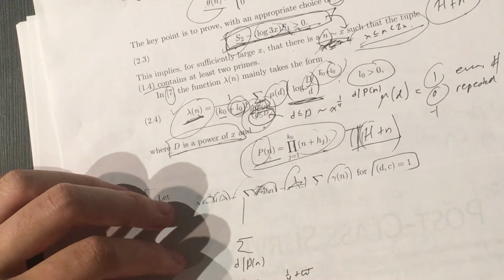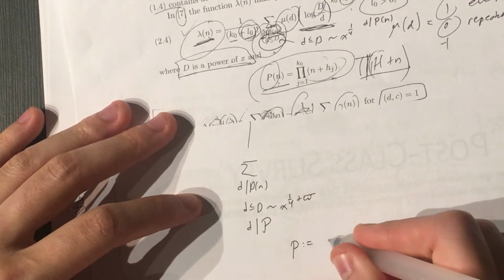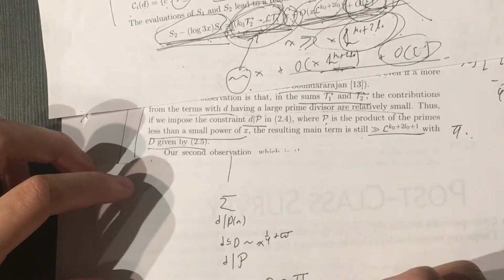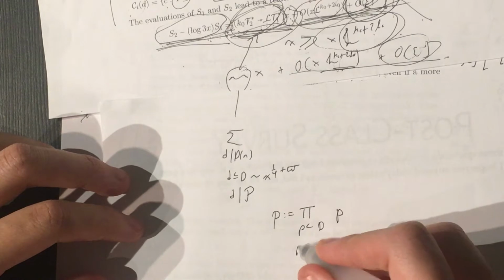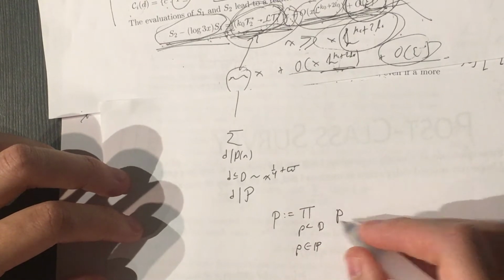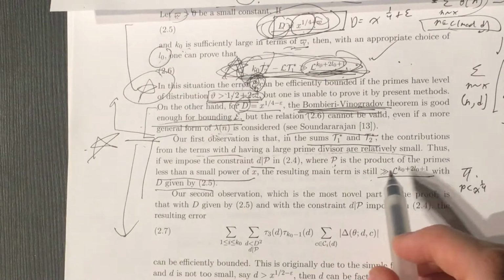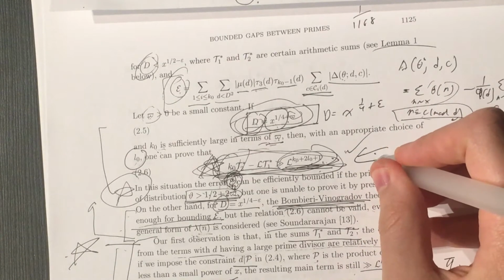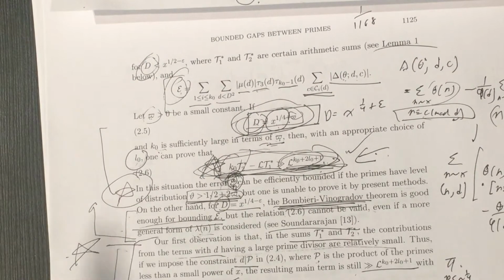d divides curly P, where curly P is defined as the product of primes less than what? Less than a small power of x. I don't know if he means d in particular. He just says less than a small power of x, but sure, and then p prime. Okay, so he's planning on doing this, which is interesting. The resulting main term is still greater than this. So he manages to maintain this bound. Okay, so he's making this small modification here.